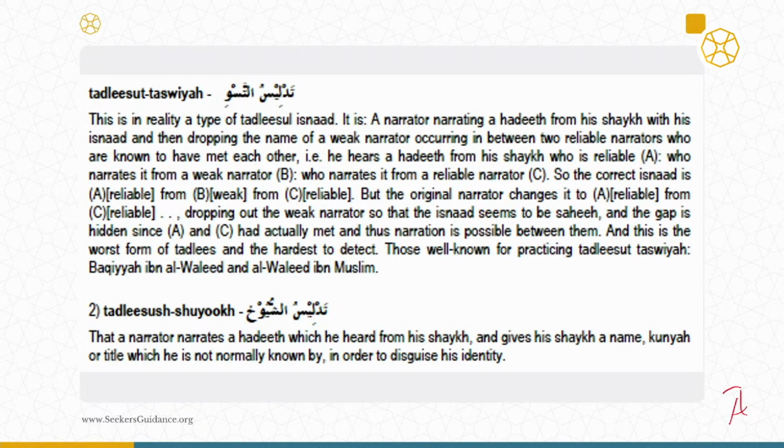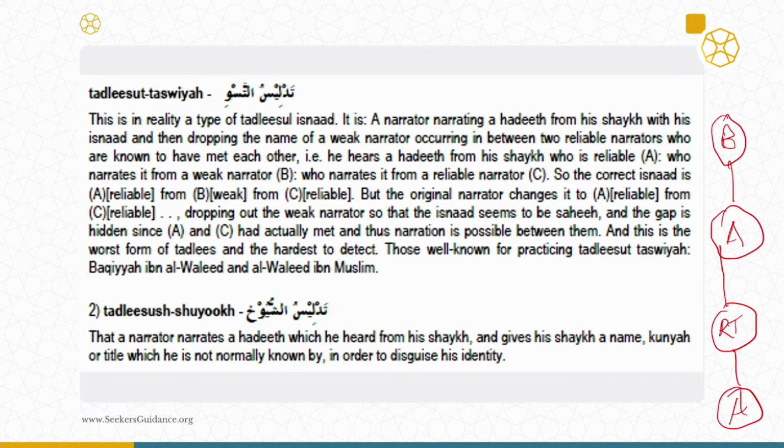So you have the author, and then you have a reliable transmitter, and then you have he hears a hadith from his sheikh who is reliable, A, who narrates it from a weak narrator, B. Okay. Who hears it from a reliable transmitter, C. So the weak link here is B.